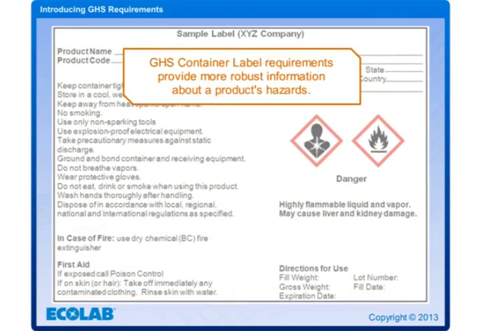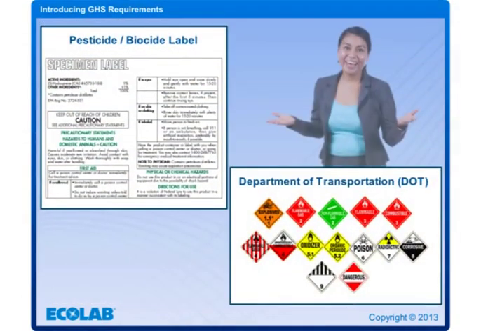As you can see, GHS container label requirements provide more robust information about a product's hazards. The label elements and sample labels we reviewed apply for products regulated as hazardous by OSHA. As you are well aware, OSHA is not the only organization that regulates our products. Labels required by the Department of Transportation to be included on shipped containers will remain. Additionally, labels for pesticide and biocide products are regulated by the EPA and are not yet changing, nor are those regulated by the FDA.